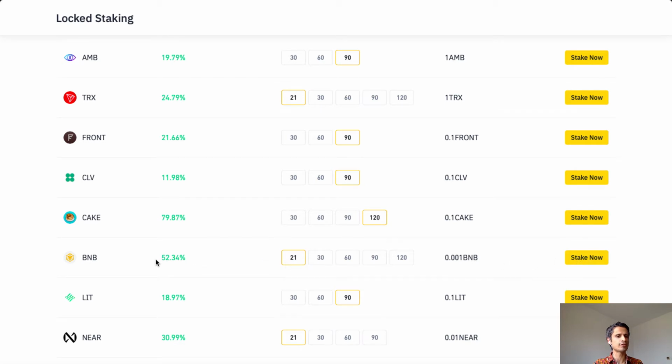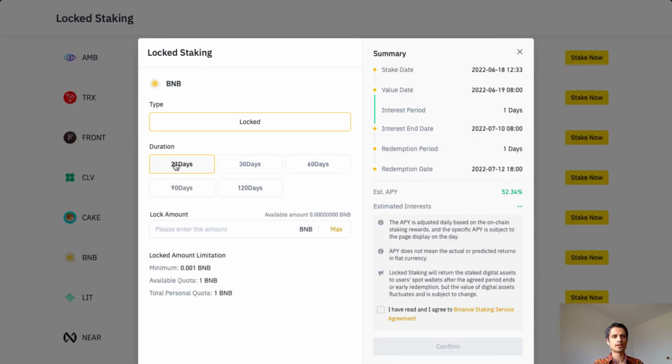So we can see here 52.34%. This is much higher than the 6.4% APY that Binance US offers. However, this advertised rate here does not offer the full picture of what's going on. To see that, we need to click on Stake Now. So immediately we can see that the available quota, if we were to stake, is only 1 BNB. So if you have a lot of BNB to stake, unfortunately you couldn't earn the 52.34% on all of them.